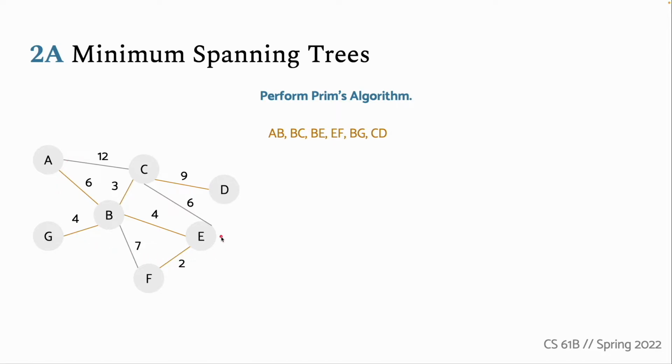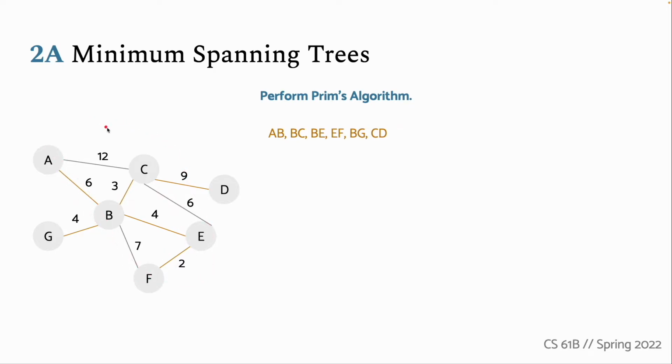So our next thing that we're going to check is, again, the outgoing edges. So we have this 4, this 7, this 2, this 6, or not this 6 because E is already in our graph, and this 9. So this 2 is the smallest, so we're going to add EF next. And now A, B, C, E, and F are all in our MST.